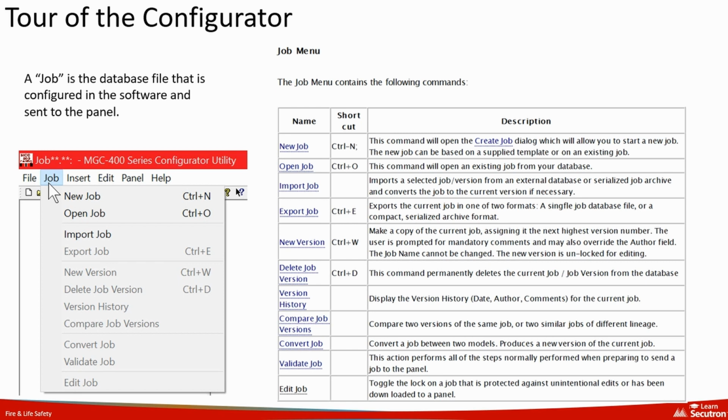This slide presents an overview of the Job menu. The menu includes options to create, open, import, export, and manage different versions of jobs, which are the database files configured in the software and sent to the panel. It provides functionalities for job validation, converting, and comparison of job versions.